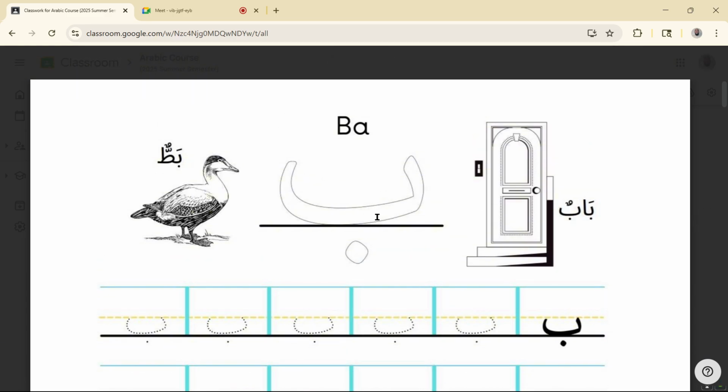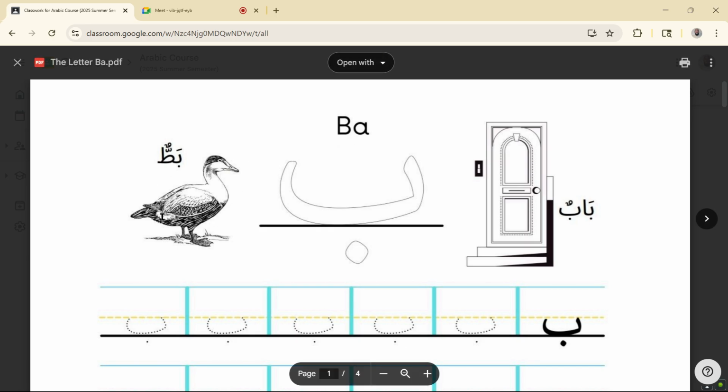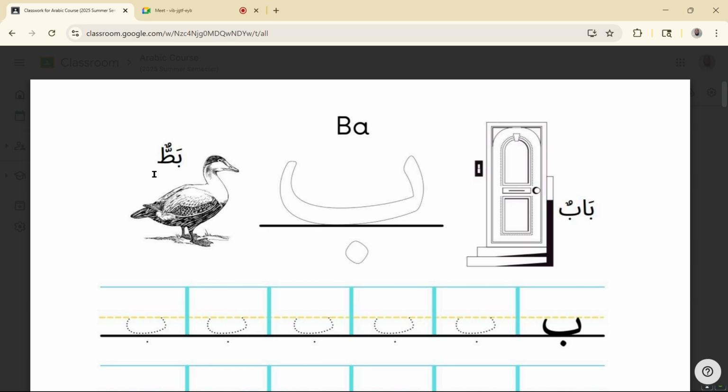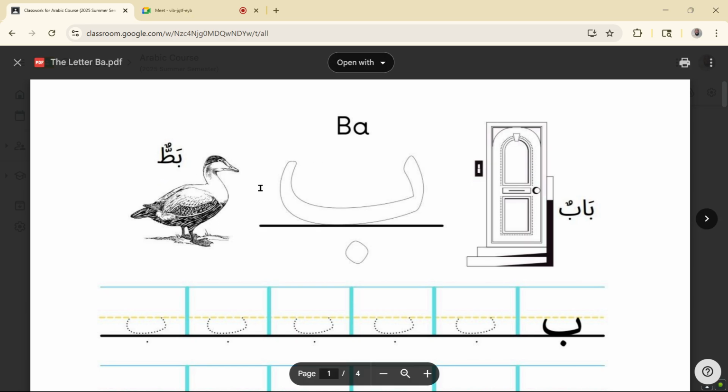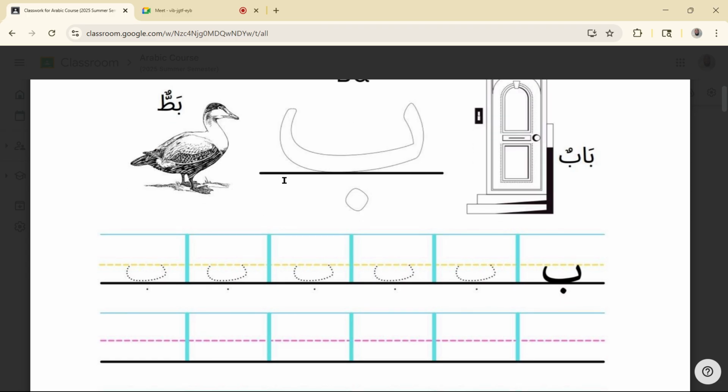So it's like in English, the alphabet, we have A and B. This is the second letter of the alphabet. Ba or B. If you guys speak Spanish, pato in Spanish actually comes from Arabic, botton. So that's very interesting.